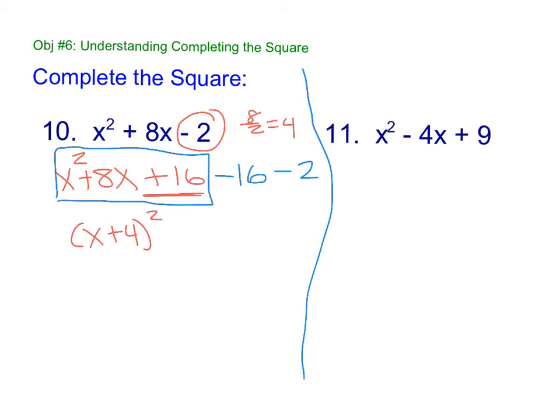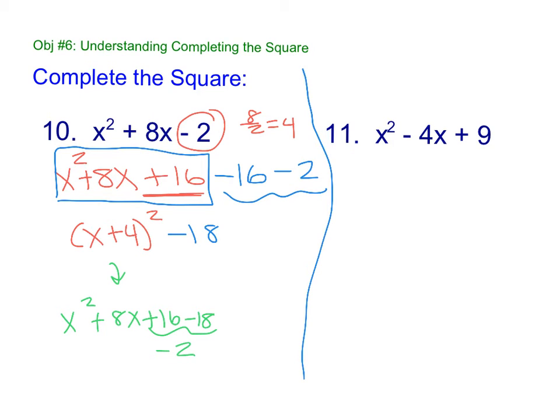So those two 16s cancel each other out. And then I'm just going to combine the 16 and the 2 together, and it gives me 18. So if you think about it, if you multiply out the red, that gives me x squared plus 8x plus 16, and then that 18 will bring me back down to that minus 2 that I'm supposed to have.